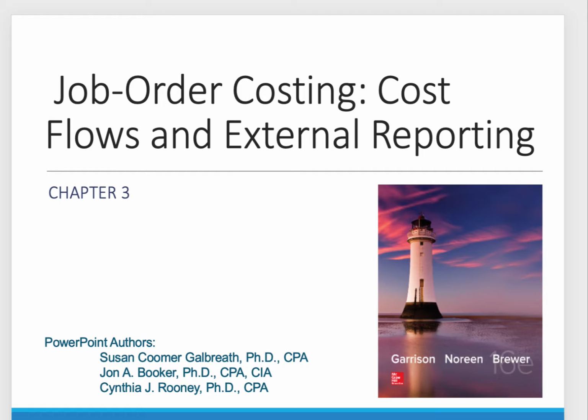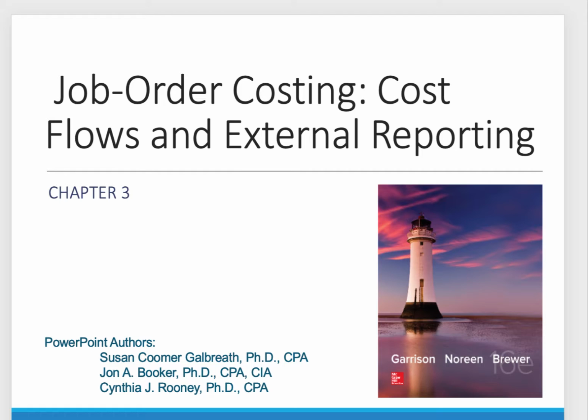In this next series of videos we're going to discuss Chapter 3, and Chapter 3 talks about job order costing. So basically we're continuing our discussion of Chapter 2 into a new chapter. In this chapter we're going to get into the real nuts and the bolts of job order costing. So we're going to look at how costs flow through the accounting system, as well as some external reporting that we're going to need to do when it comes to job order costing.